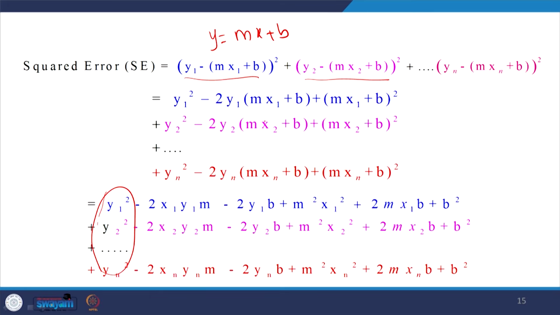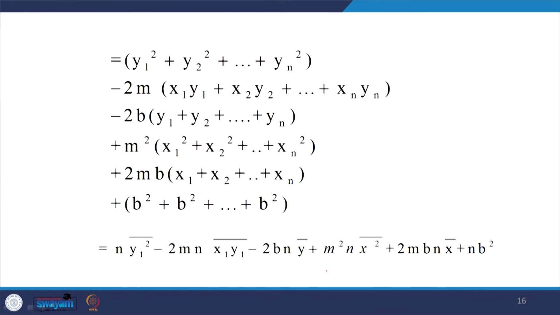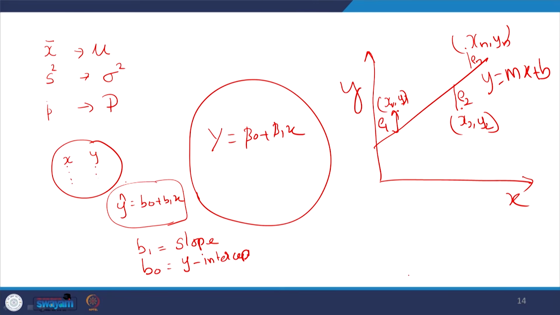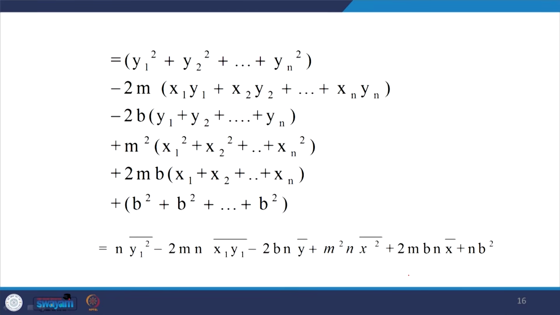The fourth term, m square is a constant: m square times x1 square plus x2 square plus up to xn square. The next one, 2mb: the 2mb is constant in all the terms, so when you bring it common, the remaining is x1 plus x2 plus up to xn. The last term is b square, b square, b square.